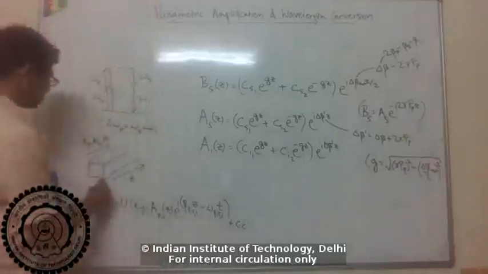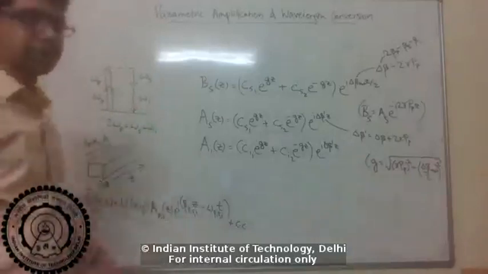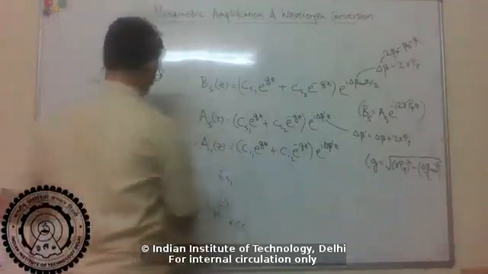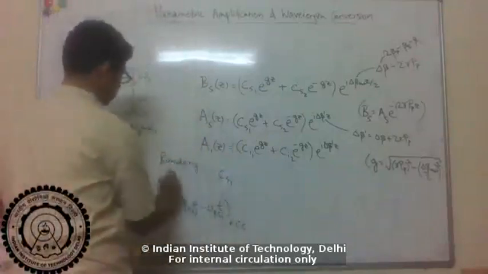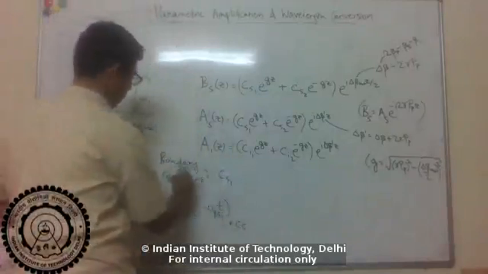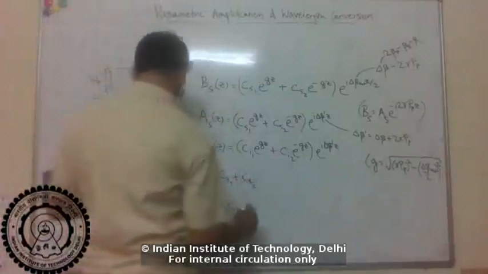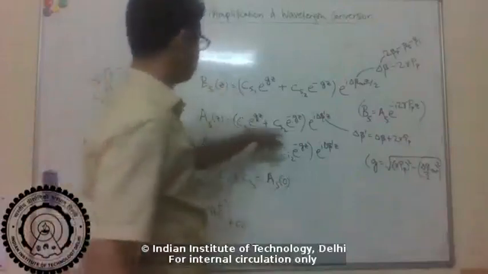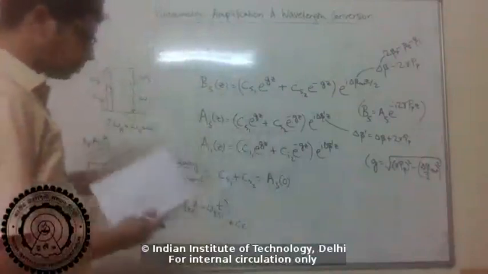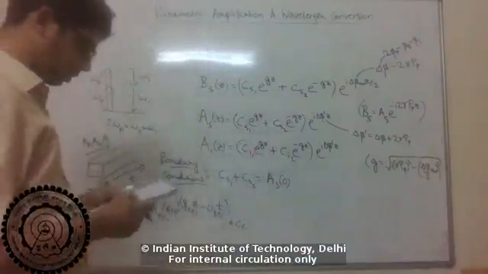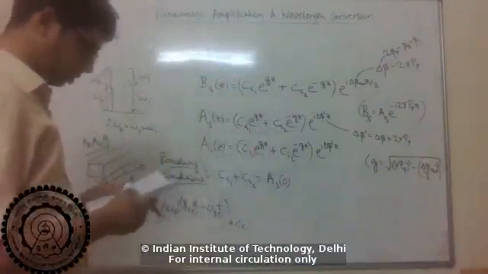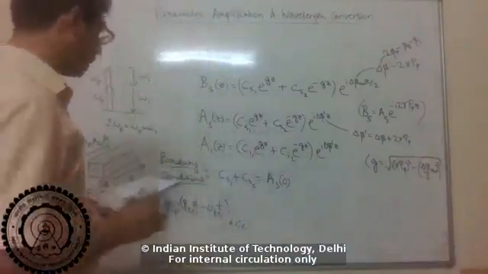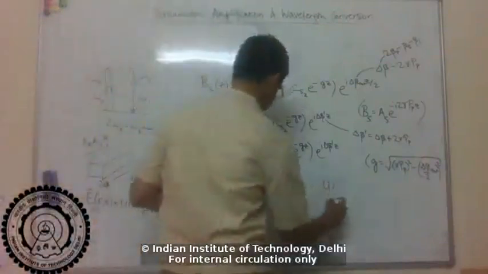So at z equal to 0, we are sending in some field amplitudes depending on the power of the waves, right? So, for example, the input signal amplitude is, at z equal to 0, CS1 plus CS2. Right, so that's one boundary condition.